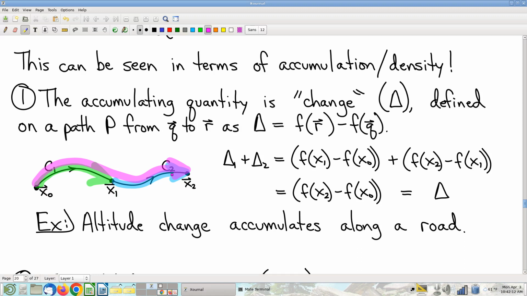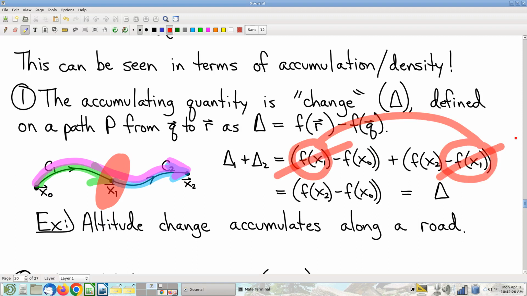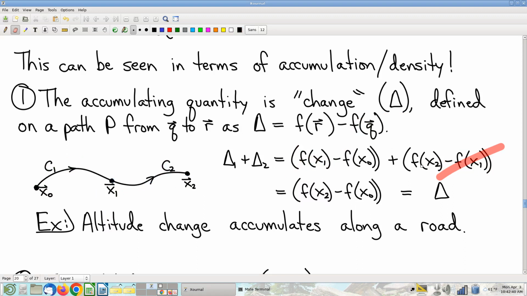Change accumulates, and you can think about this in various different ways. From an algebraic point of view, I'll point out that the positive f of x1 there and the negative f of x1 there just cancel. That's an algebraic point of view, if you like. But I think even easier than that is to just think about the physical metaphor. It's just very satisfying. Okay. All right. How are we doing? Is everybody all right with me so far? Okay, so we have an accumulating quantity.